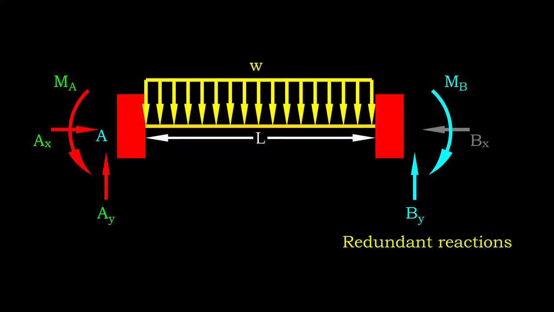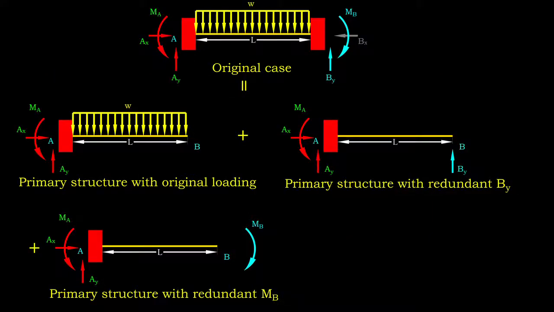However, we may consider making two reactions redundant, namely By and Mb. Bx may be neglected since it does not affect the development of internal shear force and bending moment, and eventually the beam deflection. As a result, we establish three analysis cases.